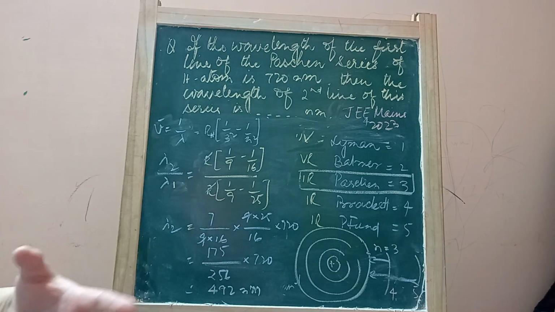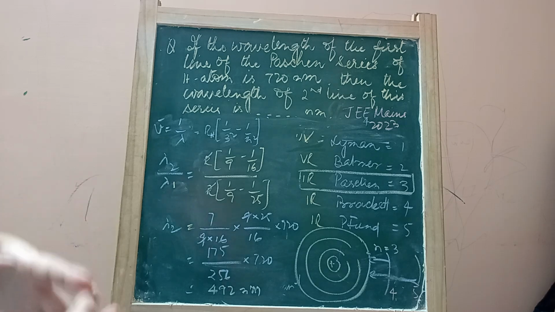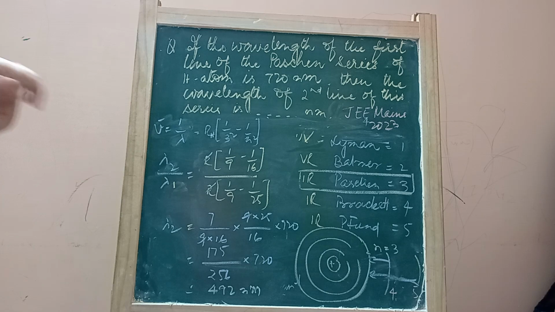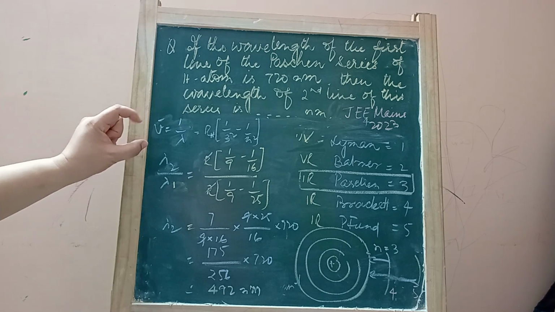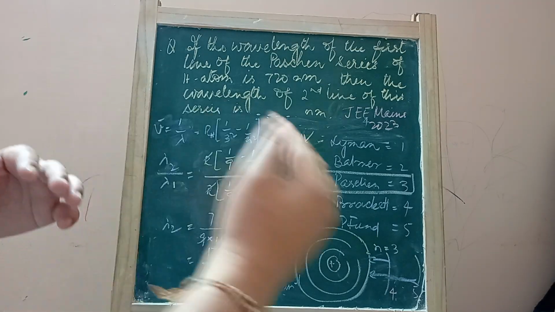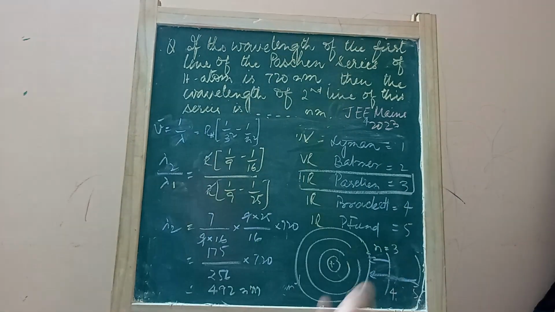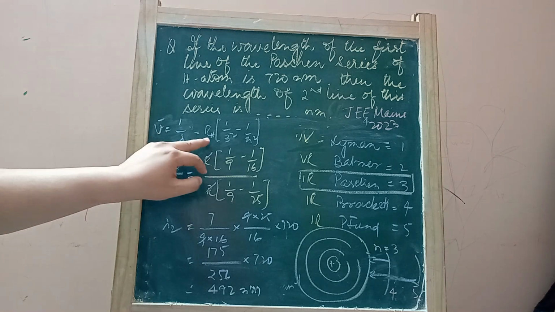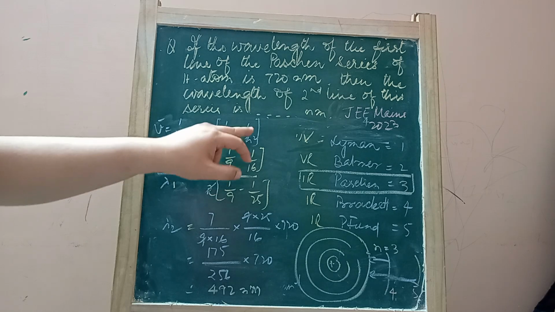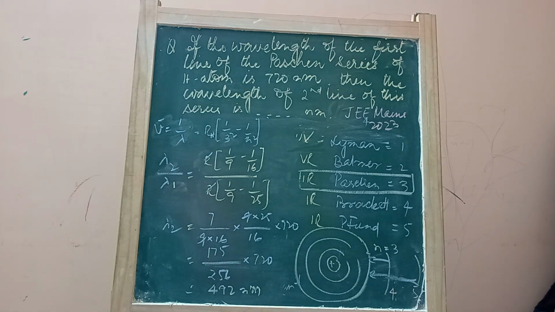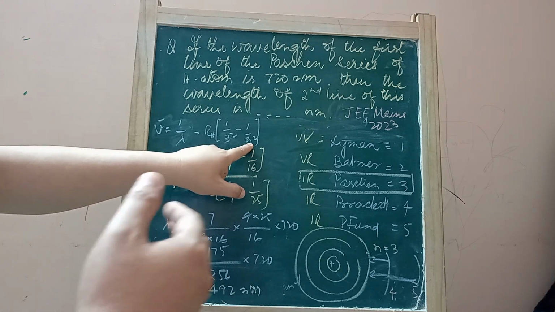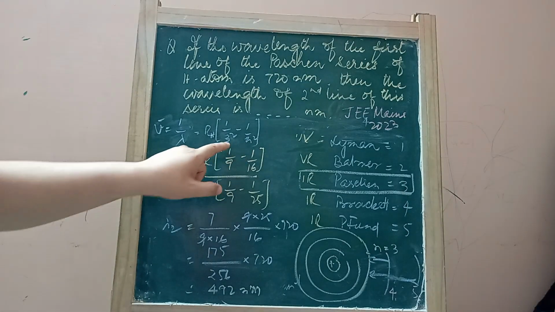Okay, then what is the mathematical relationship according to which we will be able to find the wave number? The wave number, meaning the number of waves in unit length, in 1 centimeter or in 1 meter, is given by R_H into (1/n1² − 1/n2²). This n1 will be the final orbit, and this n2 will be the higher orbit compared to this.